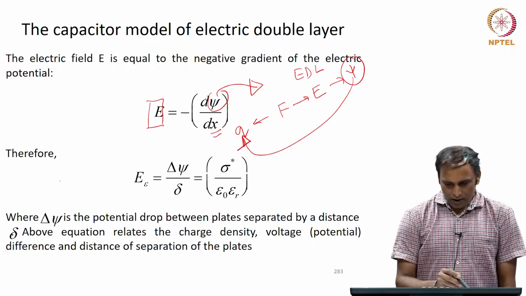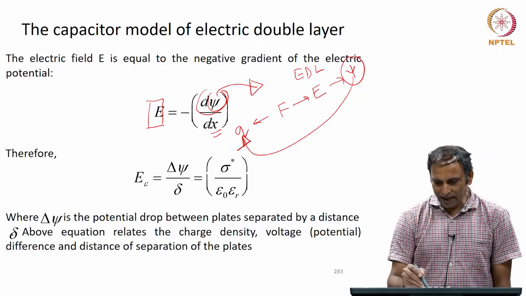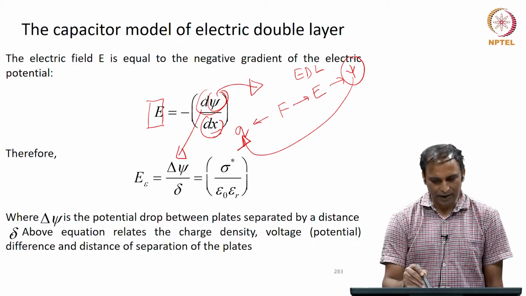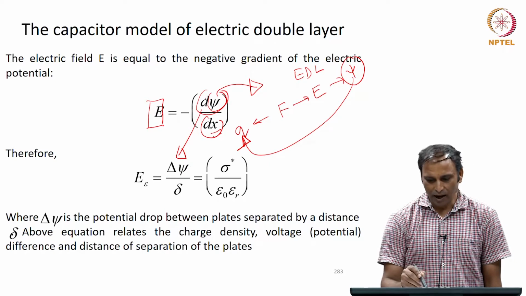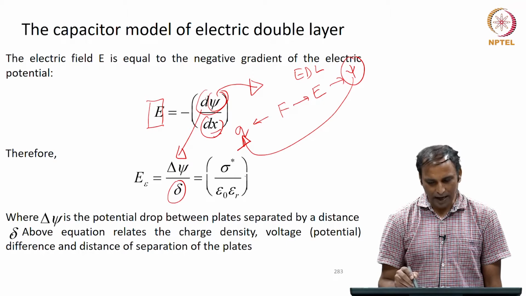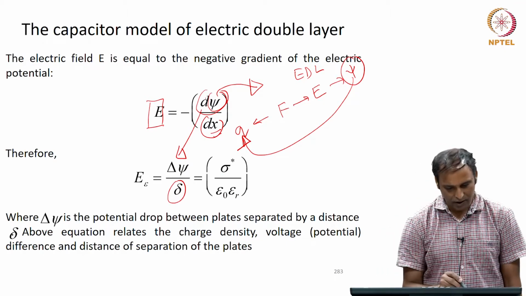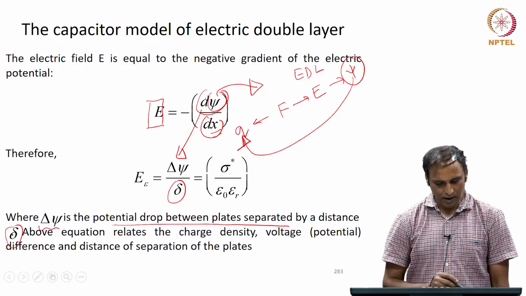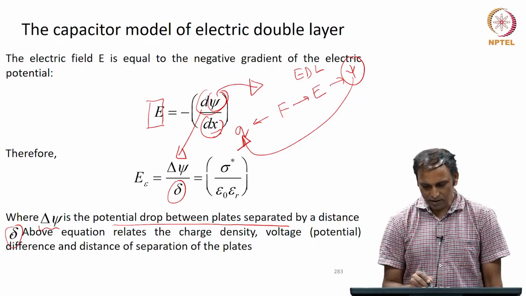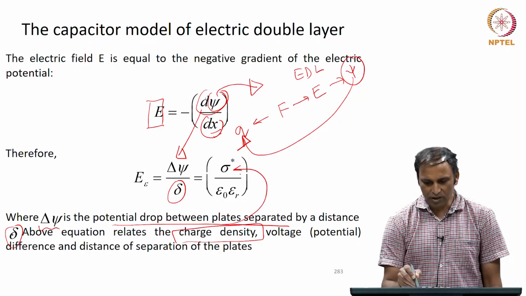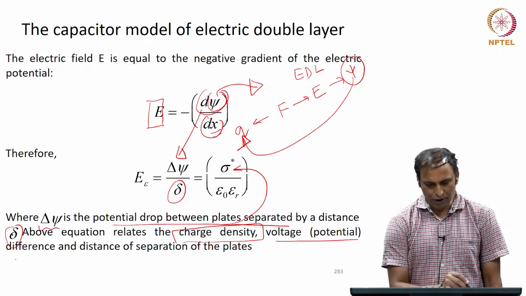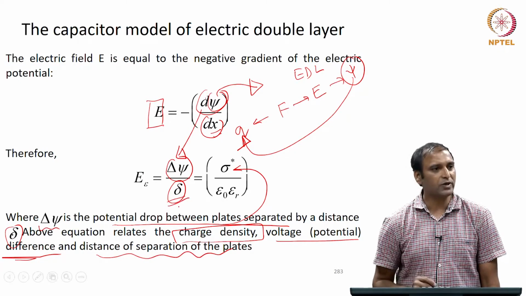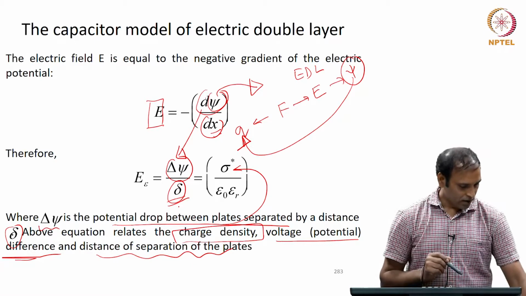Okay. So, now this del psi by del x, if I assume a small drop in the potential, I can replace d psi by delta psi and dx by delta, okay, and that is equal to sigma star divided by epsilon naught epsilon r, where delta psi is the potential drop between the two plates which are separated by a distance delta. This particular expression relates the charge density, which is sigma star, the potential difference, delta psi, and the distance of separation between the two plates, which is delta. Okay.